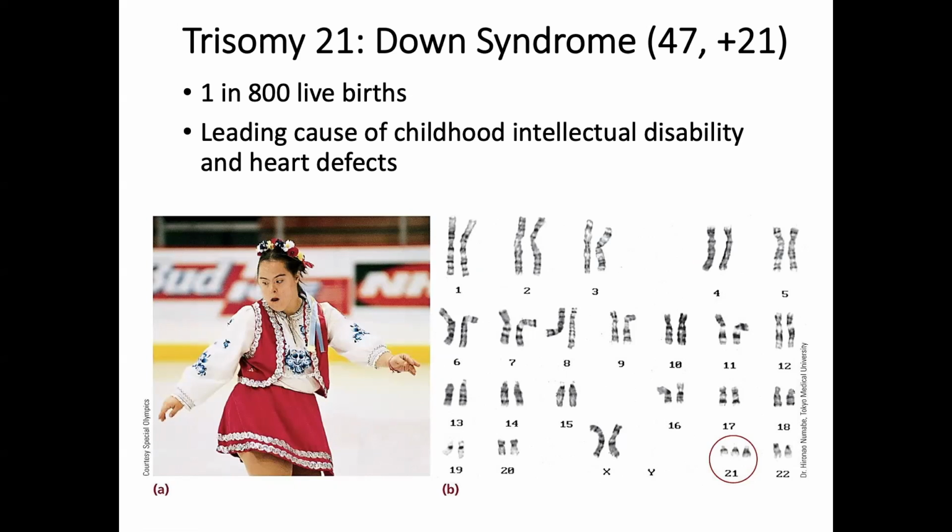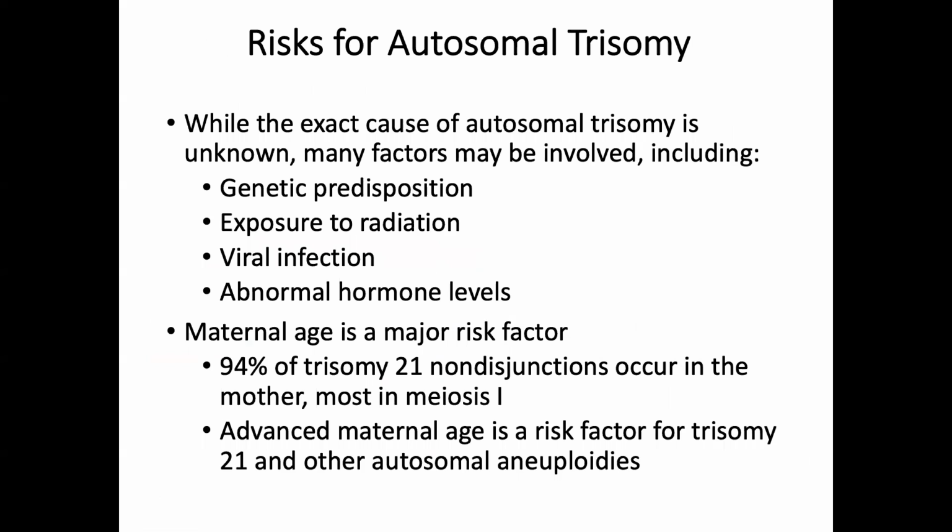Interestingly, the risk of Down syndrome is also related to maternal age. Although chromosomal abnormality can be associated with many factors, including genetic predisposition, exposure to radiation or viral infection, or even abnormal hormone levels, the major and most important risk is maternal age. By studying Down syndrome, researchers have found that 94% of non-disjunctions occur in the mother, and most in males is 1%. Let's see the correlation next.